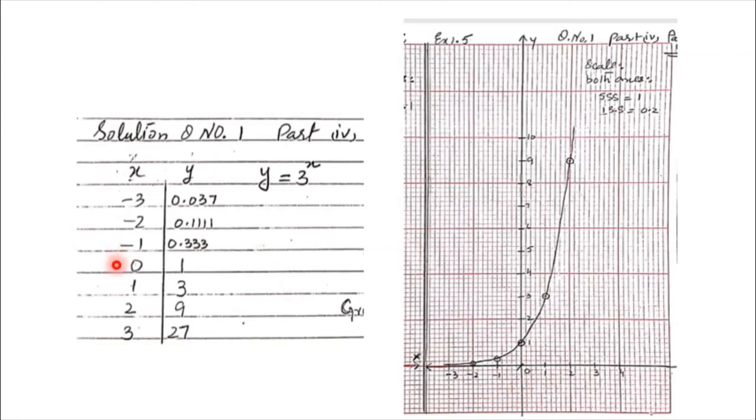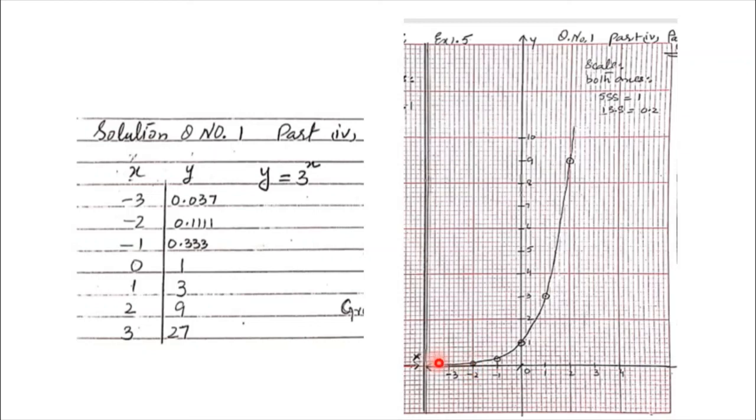Let's start plotting. At x equals to 0, y equals to 1. At x equals to 1, y is 3. At x equals to 2, y is 9. At x equals to -1, it is 0.33, so I have approximately marked it here. At x equals to -2, it is 0.1, so I have approximately marked it here.